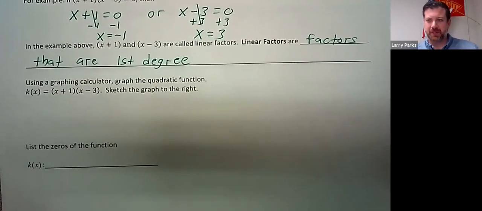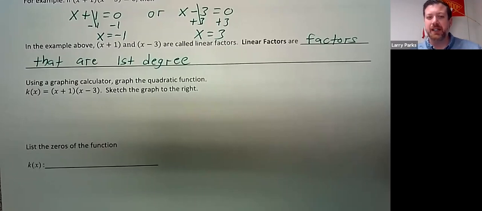So let's go out to Desmos. Again, a lot of this is review on purpose. We're going to type that into Desmos, and we're going to list the zeros. We already know the zeros are going to be -1 and 3. So these are what we call linear factors. X plus 1 is a linear factor. X minus 3 is a linear factor. And then what would the zeros be? The zeros would be -1 and 3.